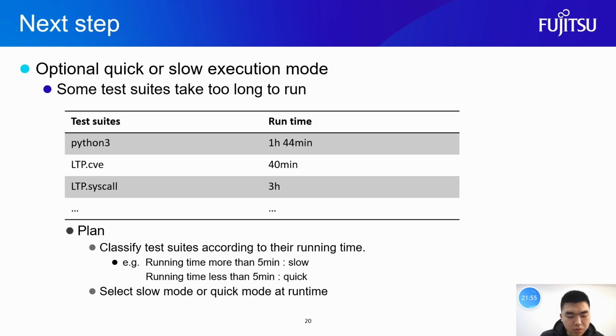To solve this problem, we intend to divide test suites into 2 categories according to their runtime. Tests with a runtime less than 5 minutes are classified to fast tests, and tests that take greater than 5 minutes are classified to slow tests. When the user selects fast mode, only the fast tests are run. And when the user selects slow mode, only the slow tests are run.